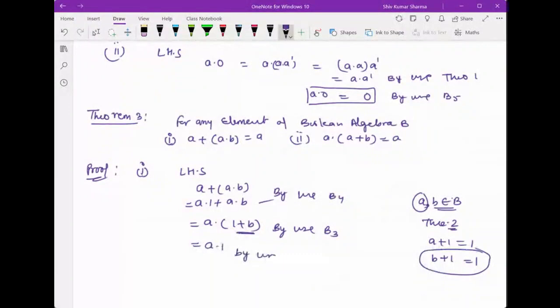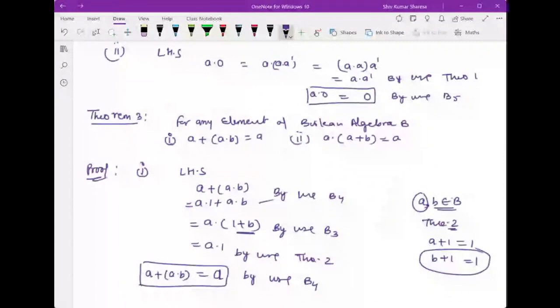So a into 1 equal to a. This is by using B4. So a plus a into b is equal to a. So this is the first part.